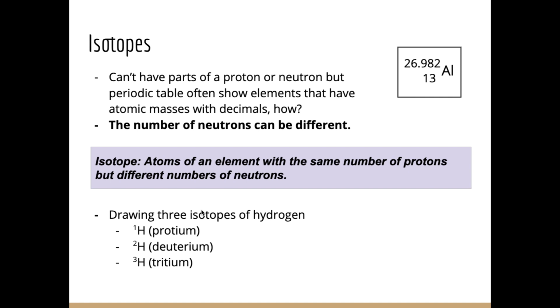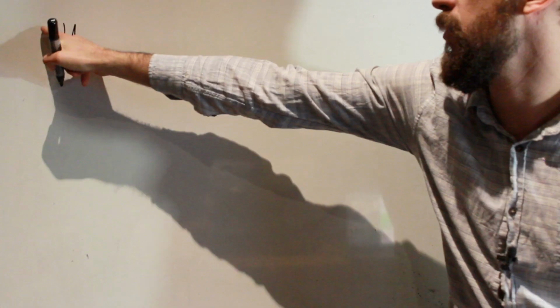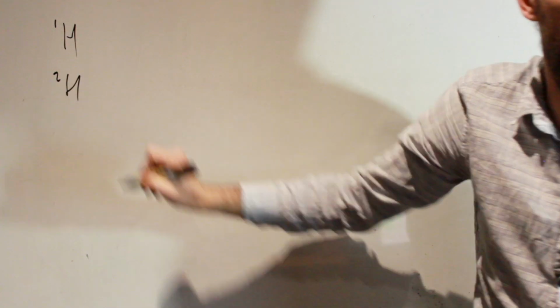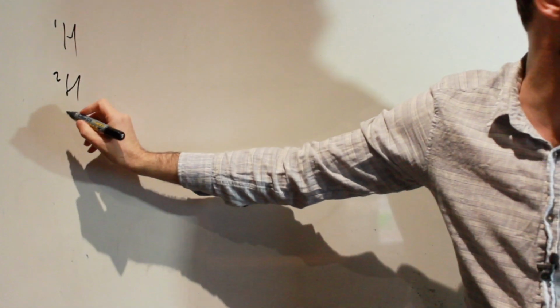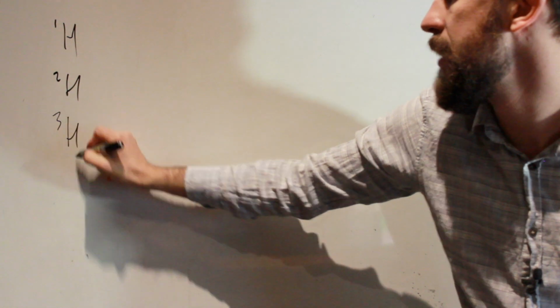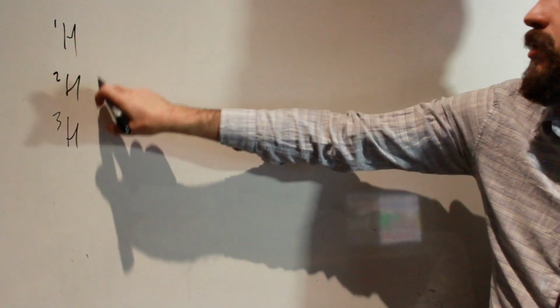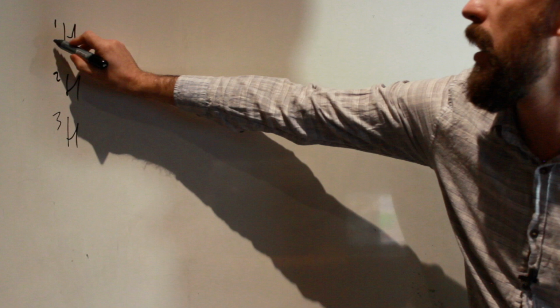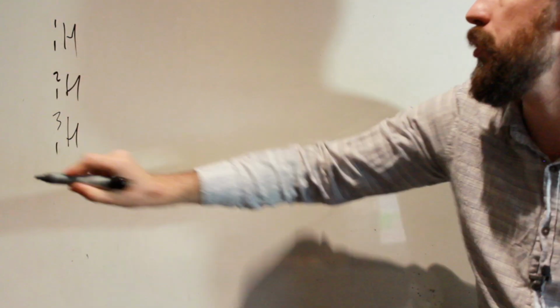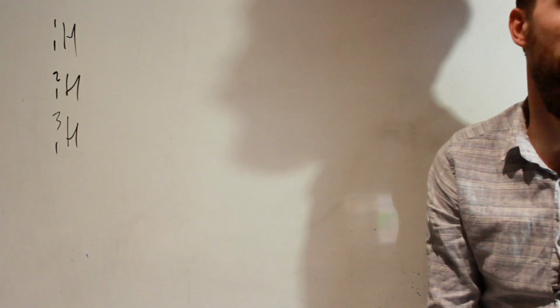So let's draw some pictures to illustrate what we mean by that. We've got 3 isotopes of hydrogen that we know. We have protium, which has a mass number of 1, deuterium, which has a mass number of 2, and tritium, which has a mass number of 3. Now all hydrogen has an atomic number of 1. We know that because it is number 1 on the periodic table.